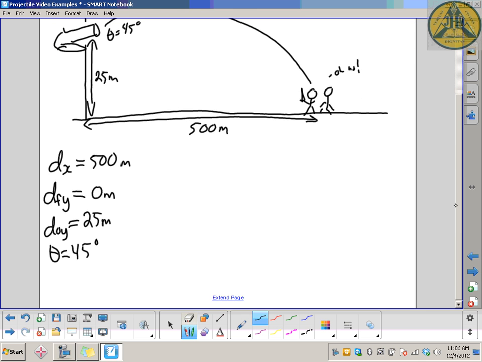Okay. As before, start with your definition of how velocity breaks up into its components. The X component is equal to the magnitude times cosine of the angle. The Y component initially is the magnitude times sine of the angle. Remember, in the Y direction the velocity is constantly going to change because it is accelerating. In the X component, it will remain constant. It will not change at all, and that'll be very important later on.